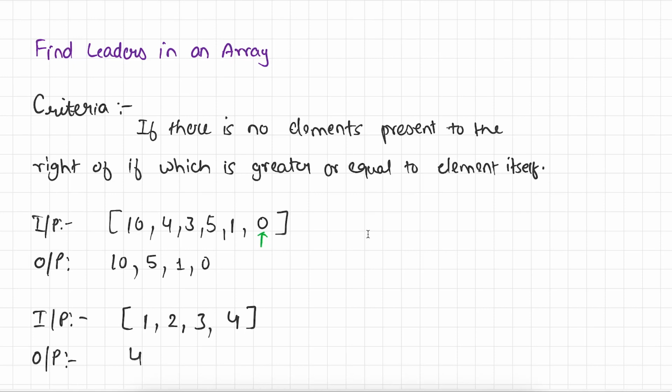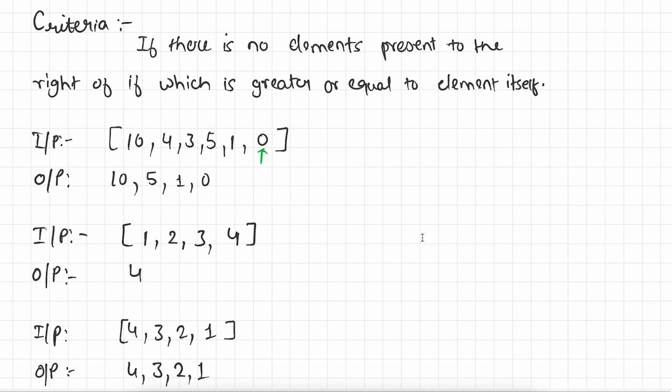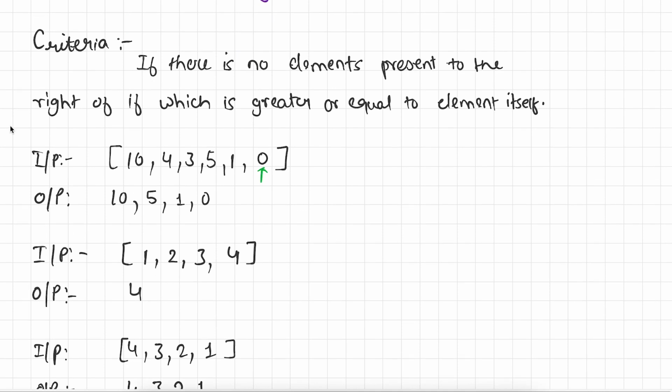A number or element is said to be a leader if there is no element present to the right of it which is greater than or equal to the element itself. If an element satisfies this criteria, then this element is said to be a leader. Now let's understand this problem really well with a few examples.